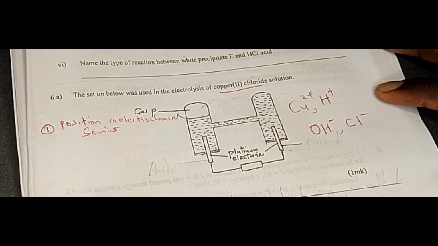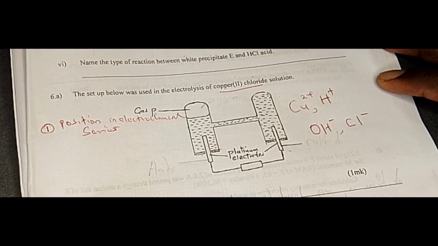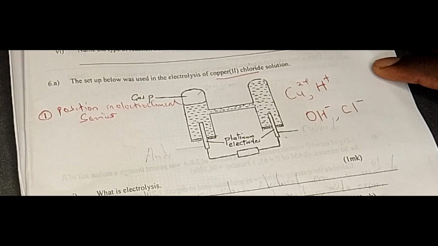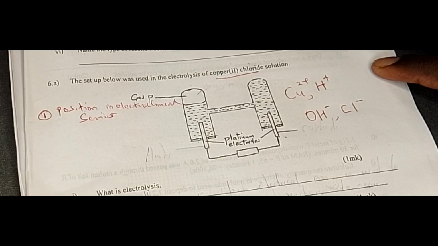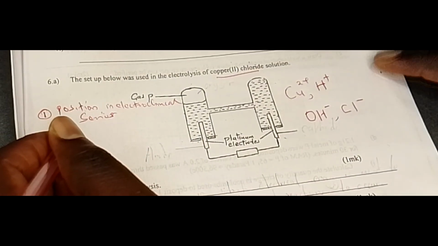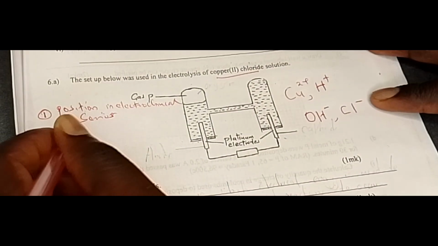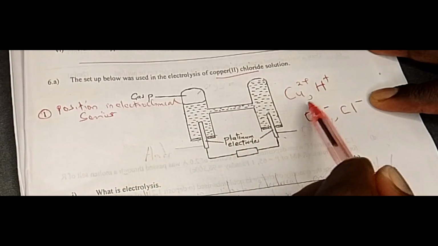That normally affects the positive ions, and remember the positive ions are migrating to the cathode and the negative ions migrating to the anode. So mostly the position in the electrochemical series affects the reactions at the cathode.